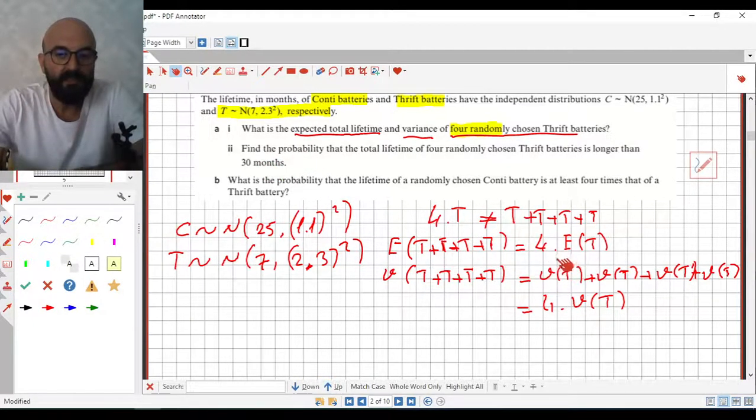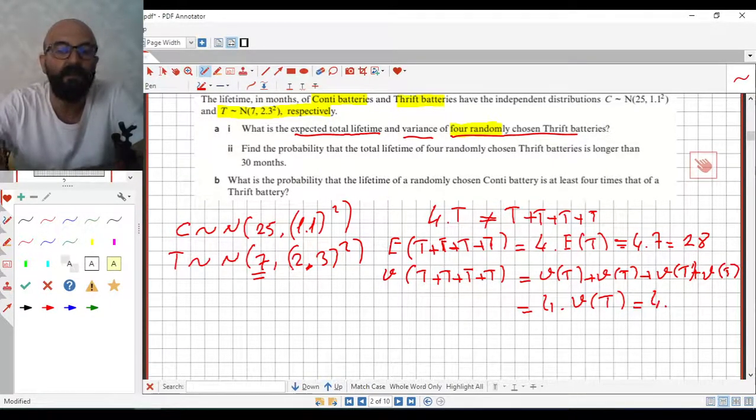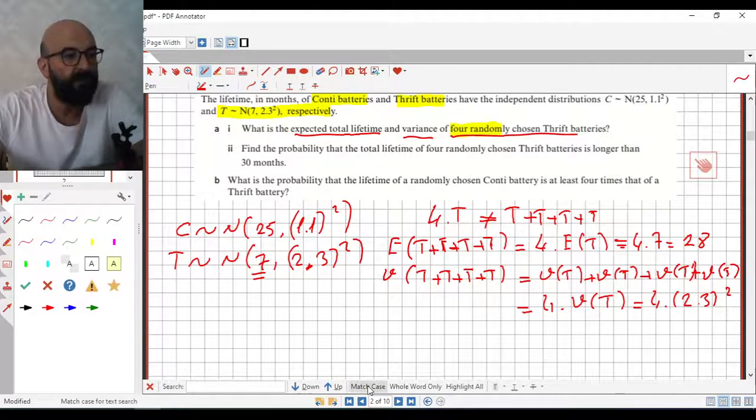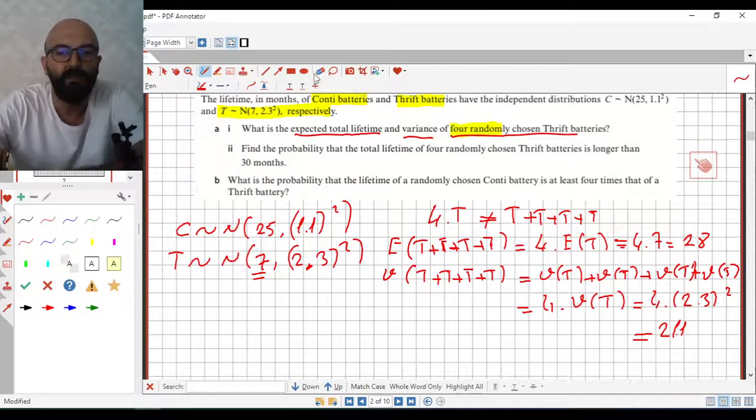The expected value for T is 7, so it means 4 times 7, which is 28. 4 times the variance means 4 times 2.3 squared. Looking at the result, it is 21.16.